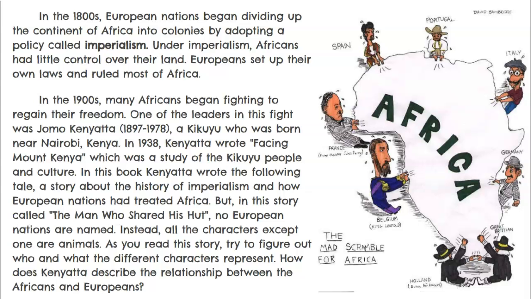Instead, all the characters except one are animals. As you read the story, try to figure out who and what the characters represent. How does Kenyatta describe the relationship between Africans and Europeans?